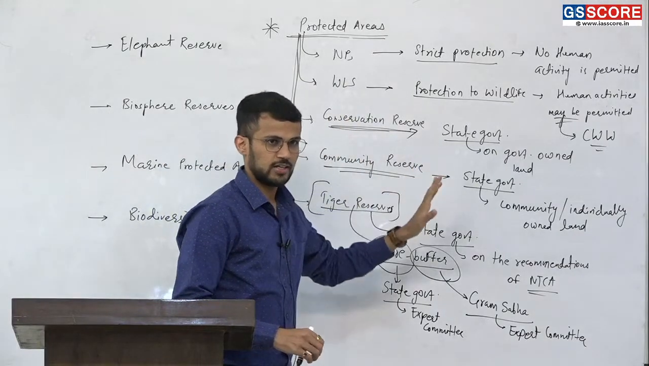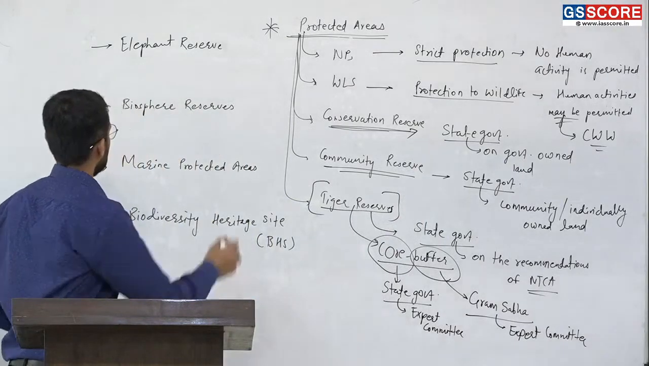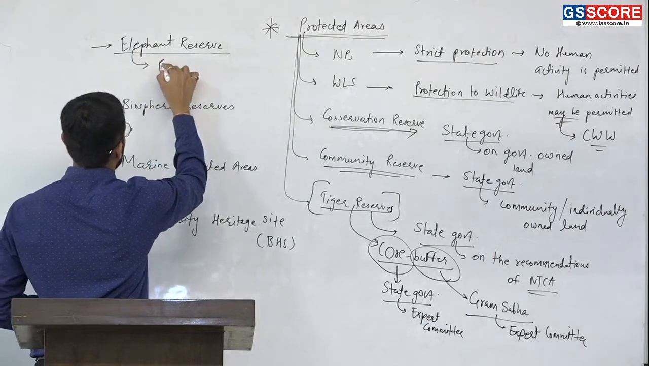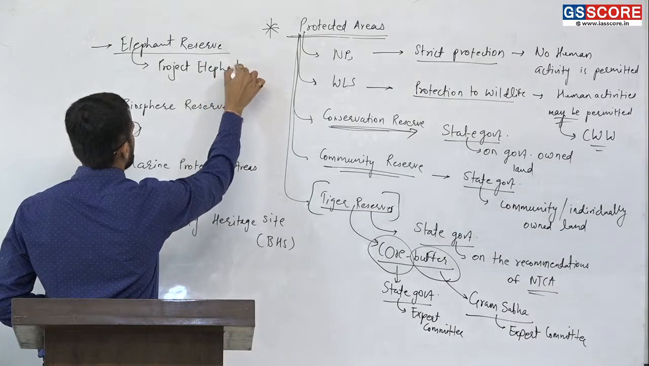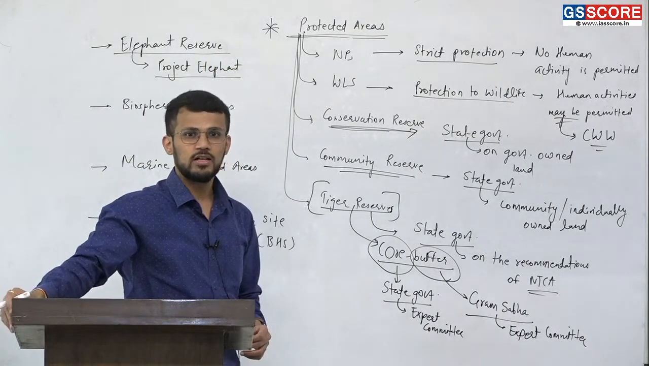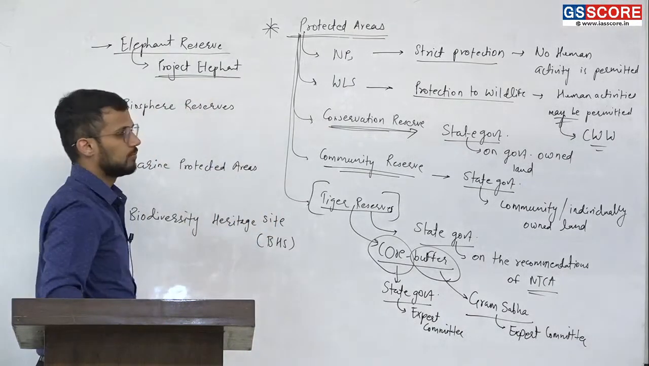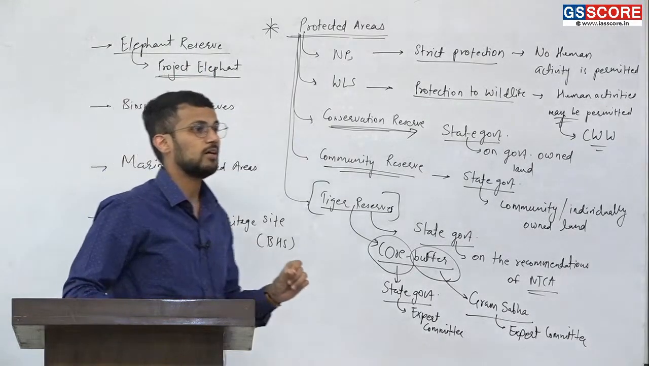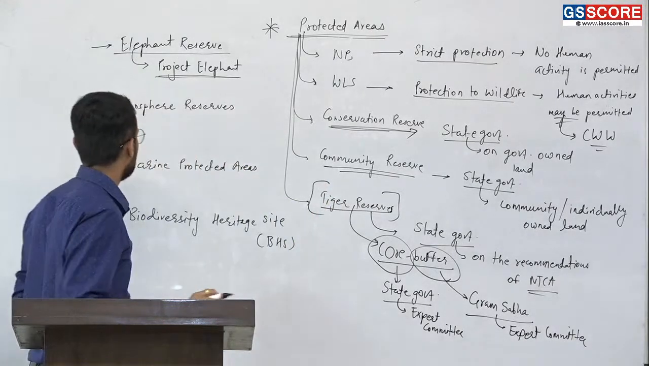So these are the protected areas backed by the Wildlife Protection Act 1972. Then elephant reserves. Elephant reserves are created under Project Elephant. When was Project Elephant started? 1992, fine. And who creates these elephant reserves? These are created by MOEF and CC, fine.